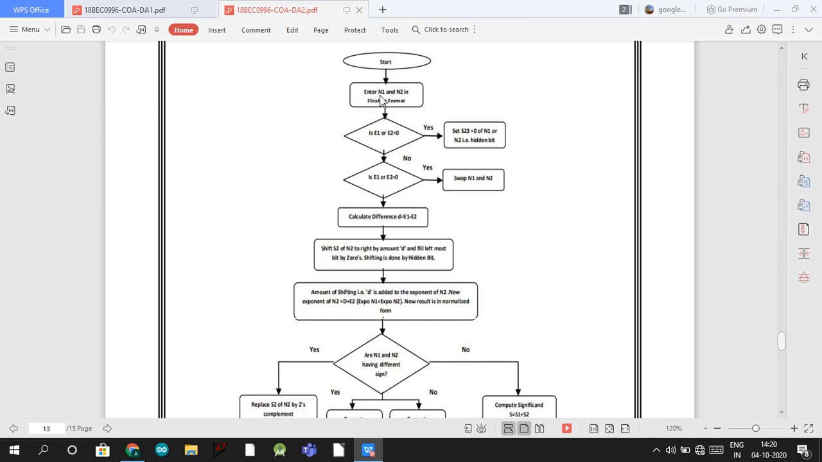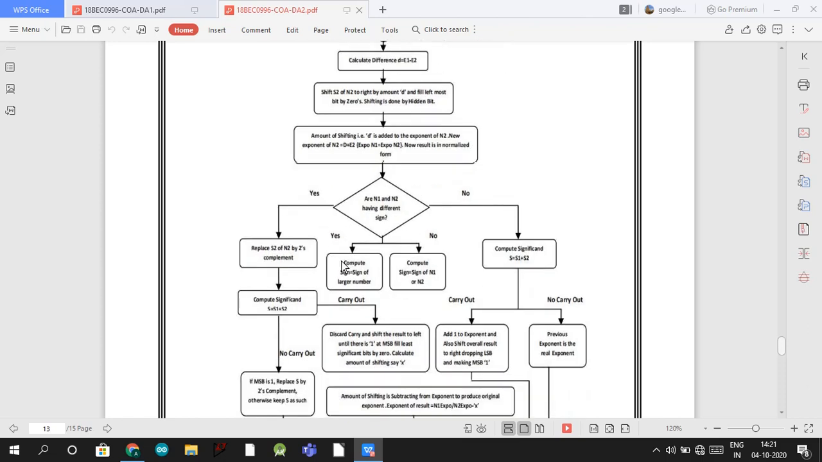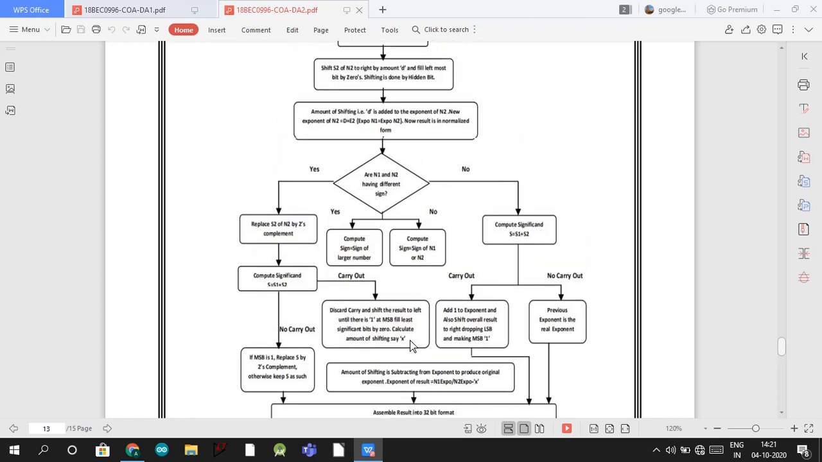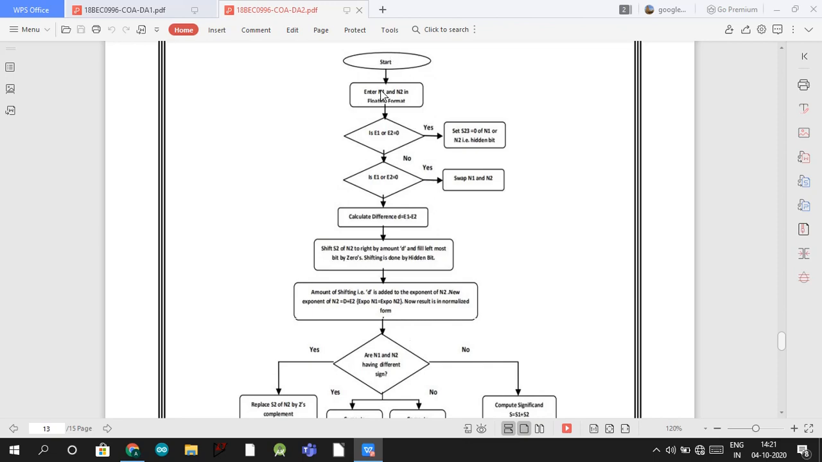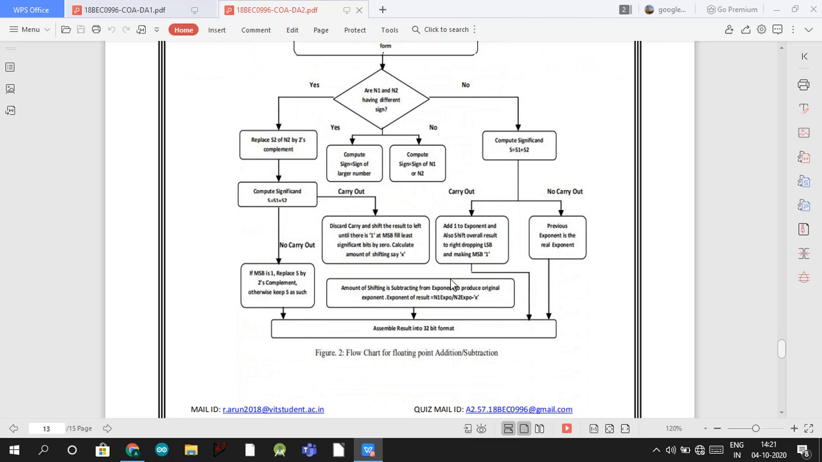Here you can check some conditions, and then it checks whether the sign is positive or negative. This condition is checked over here. This step is for the addition, this is for the subtraction. In the final output, you get the 32-bit format. If you give the input as 64-bit format, it gives the output as 64-bit format.